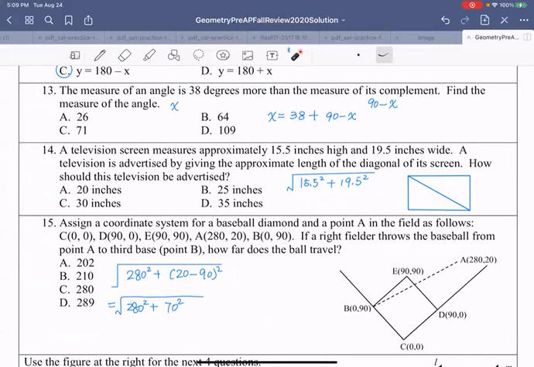Television screen measures approximately 15.5 inches high and 19.5 inches wide. The television is advertised by giving the approximate length of the diagonal of its screen. How should this television be advertised? Okay, this is 15.5. This is 19.5, correct? Yes. So you want to get the diagonal. So diagonal, you can use the Pythagorean theorem, right? Yes. So we do this square plus that square. Well, this for sure has to use a calculator. That number is too big.